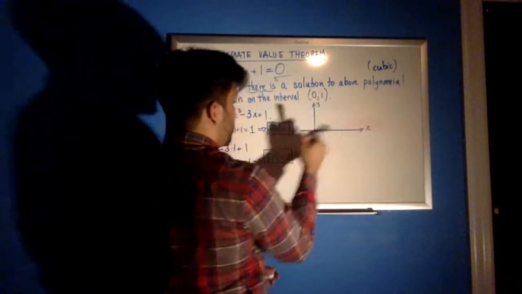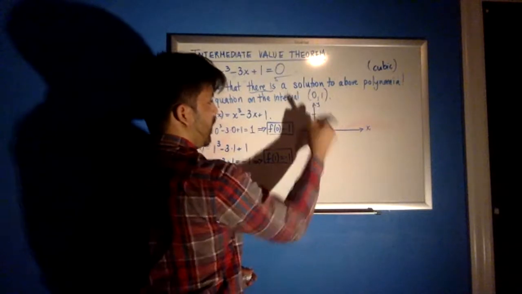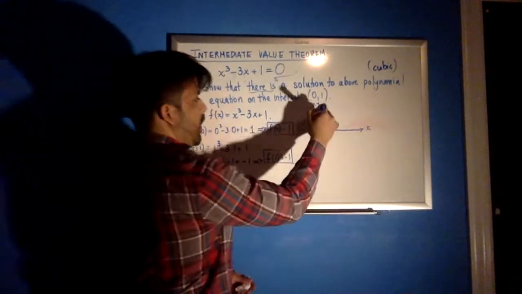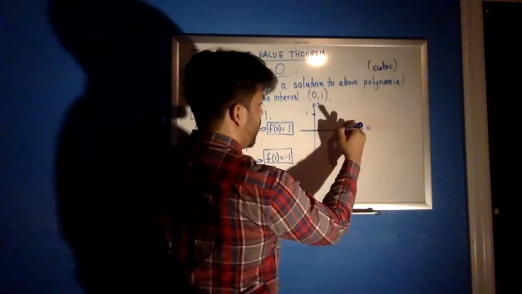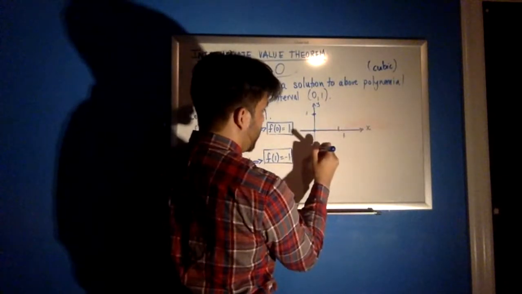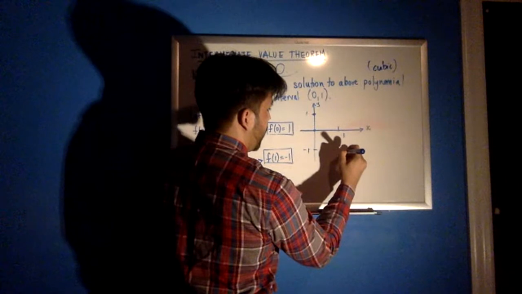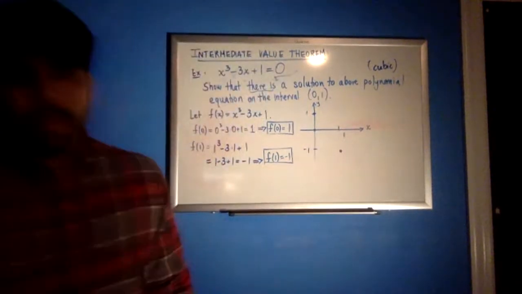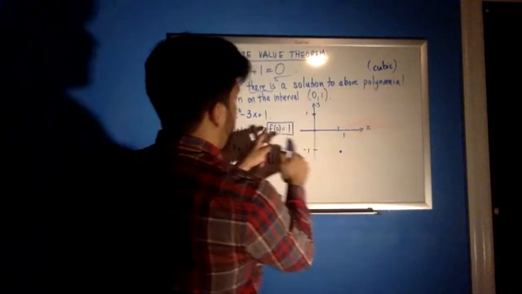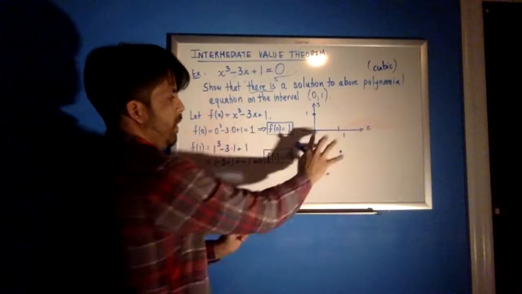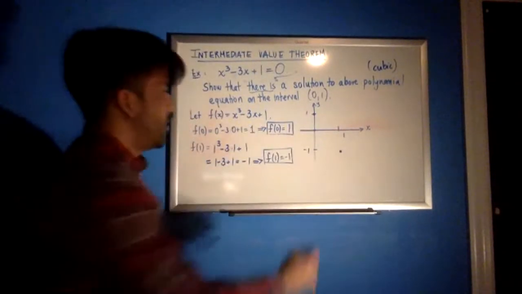So I got from at 0, my function is at 1 somewhere, right? At this point, it crosses the y-axis at 1. And at 1, my function is negative 1. So far, I've only plotted the points of my function at 0 and at 1 respectively.